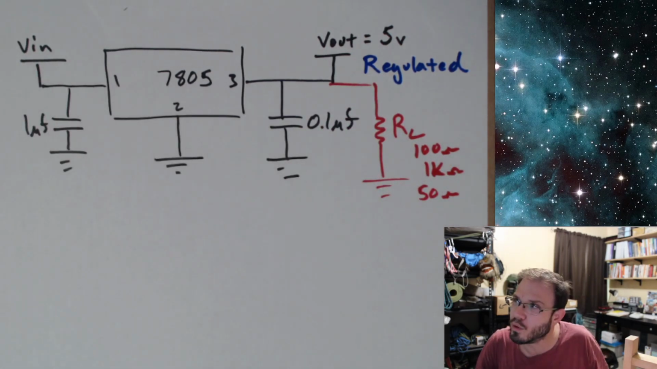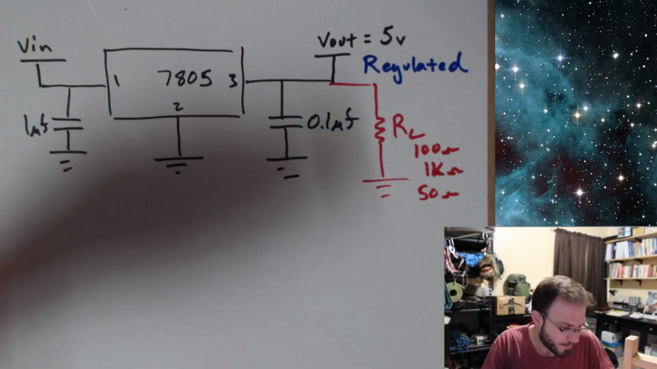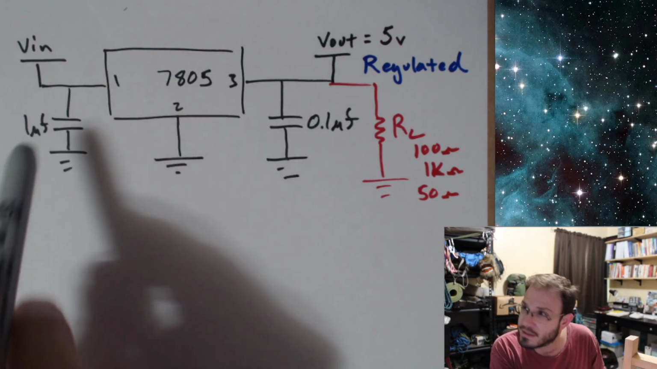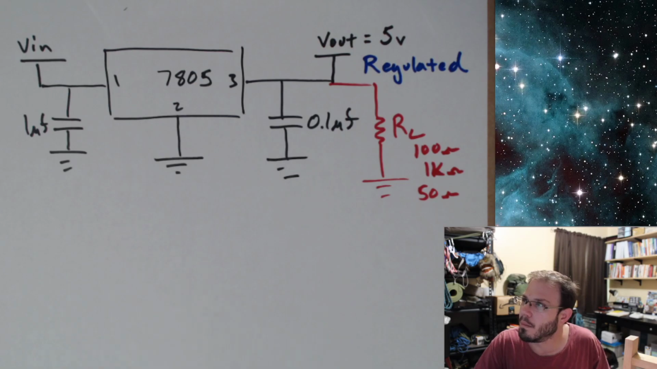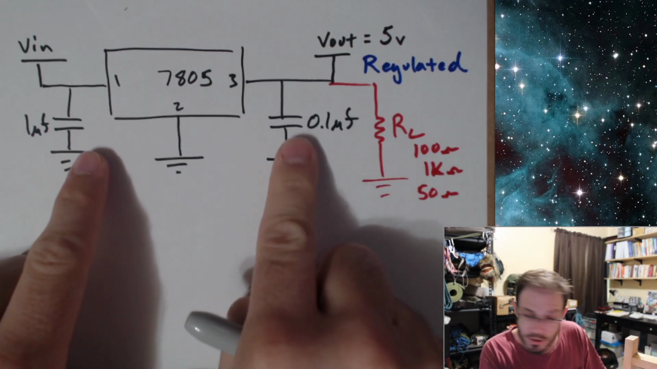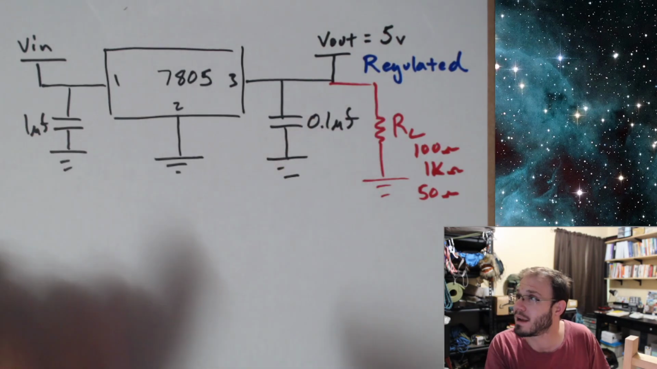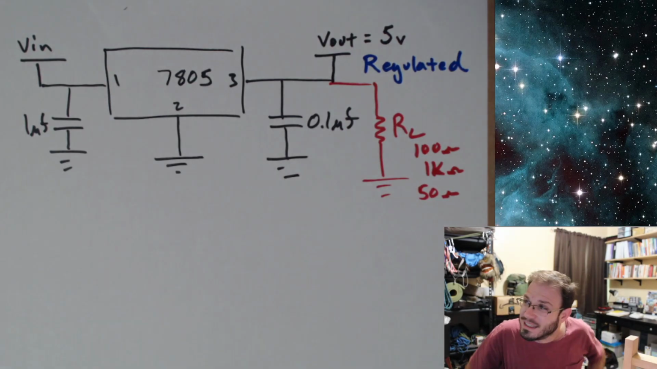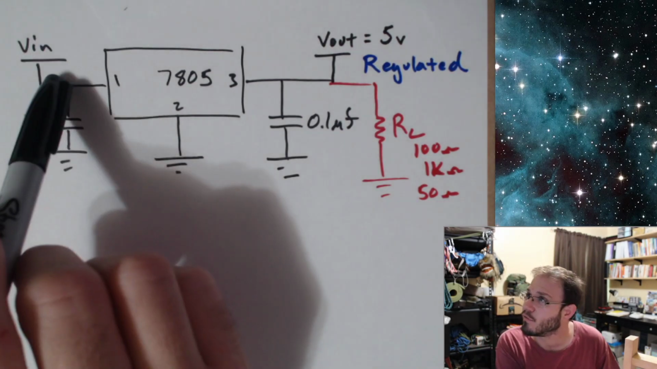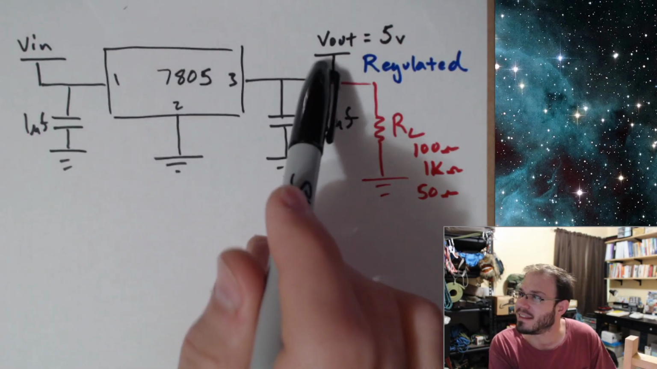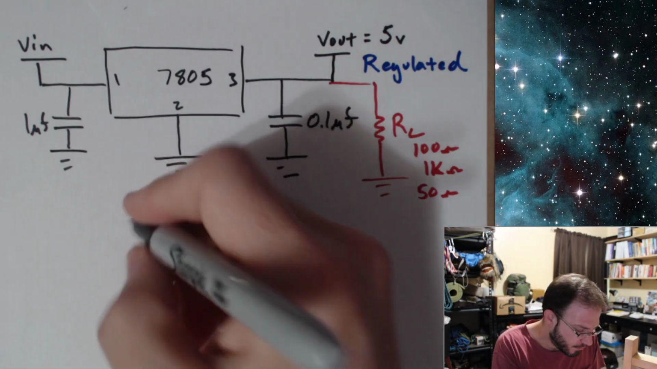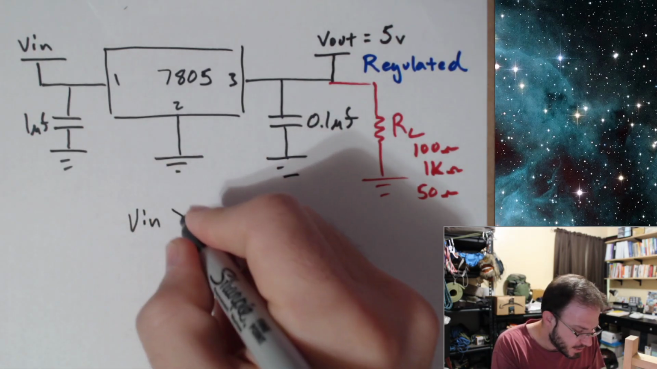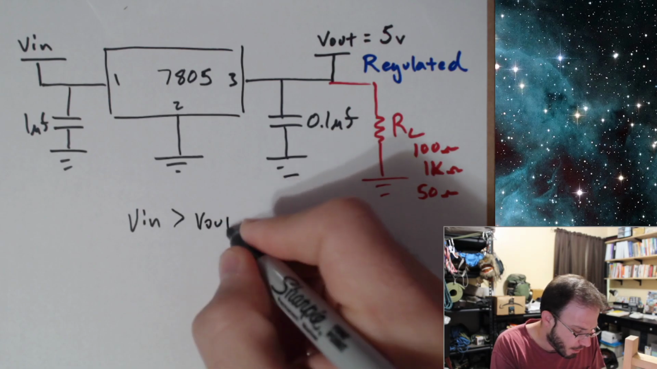Now, there are some rules that we need to pay attention to. Okay, so these filter caps need to be 1 microfarad or 0.1 microfarad. 0.1 on the output, 1 microfarad on the input. But we also need to maintain a higher voltage on the input than the output. So first off, Vin must be greater than Vout.